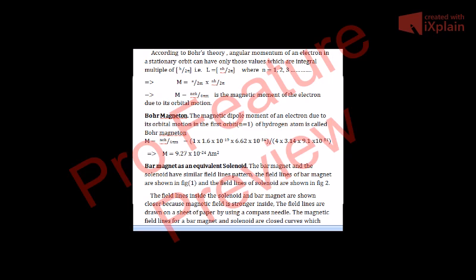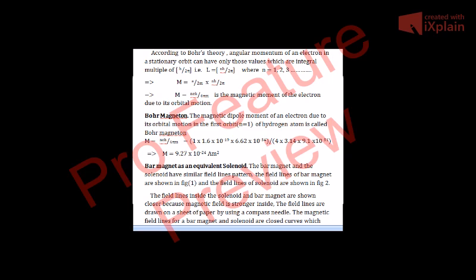That is, a bar magnet acts as an equivalent solenoid, or in other words, a solenoid acts as an equivalent to a bar magnet. They have many similarities between them. That is why a solenoid acts as a bar magnet, and a bar magnet acts as a solenoid. The bar magnet and the solenoid have a similar field lines pattern.